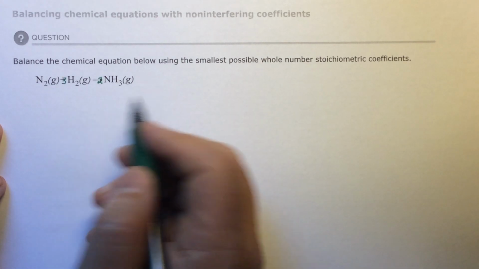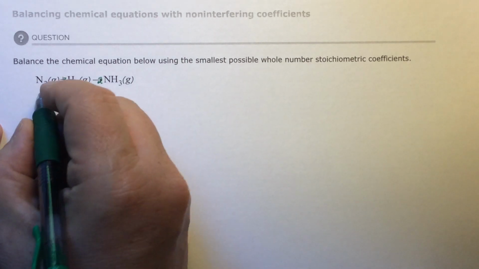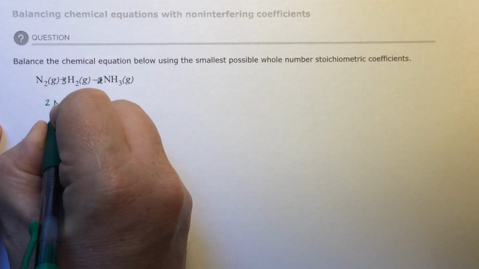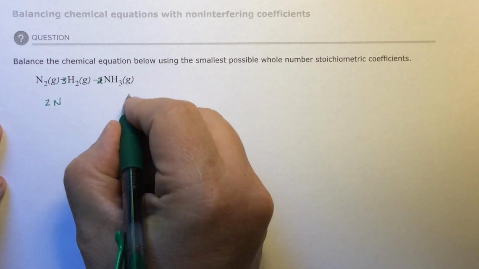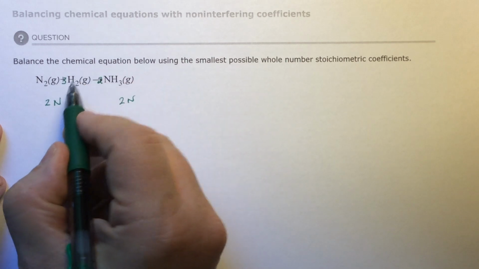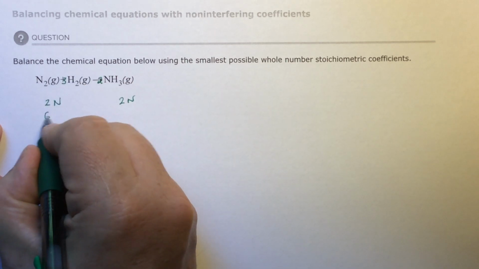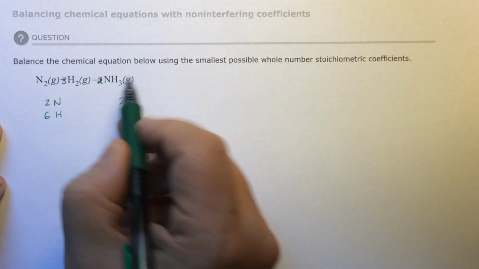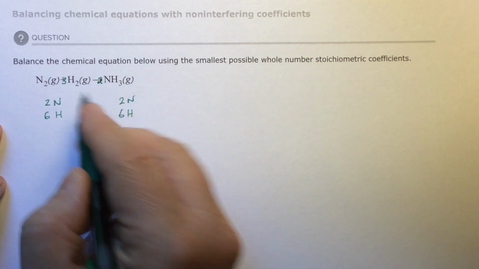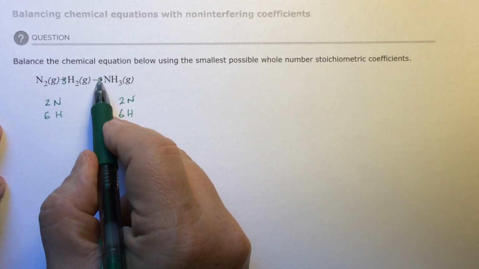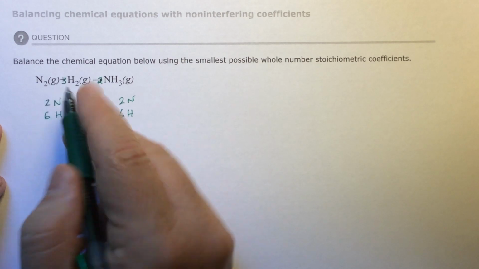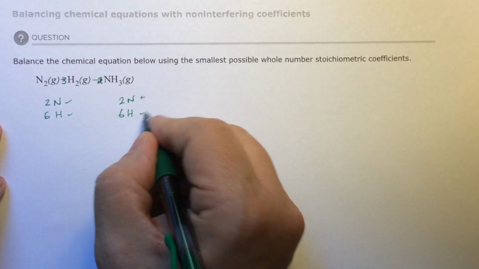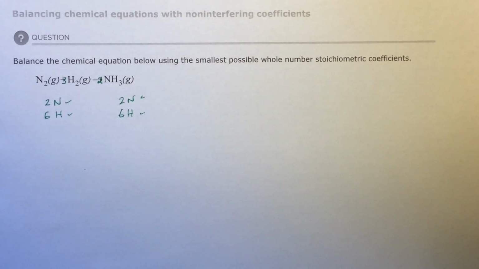So let's check and see if we've got the same amount. I've got 2 nitrogens on this side. I've got 2 nitrogens on this side. I've got 6 hydrogens on this side. And I've got 6 hydrogens on this side. I have 3 times 2 and 2 times 3. So I have 6 hydrogens, 6 hydrogens. So that's balanced, meaning that I've got the same amount of matter on both sides.